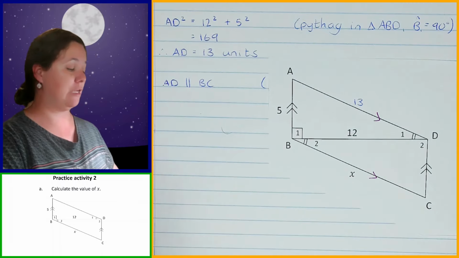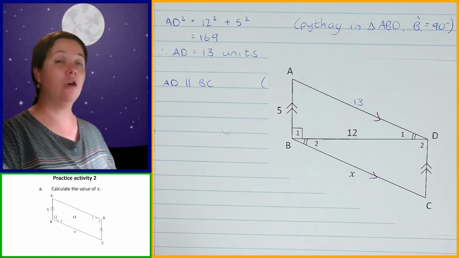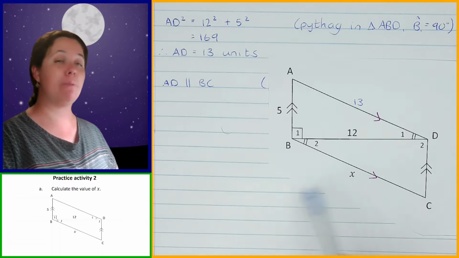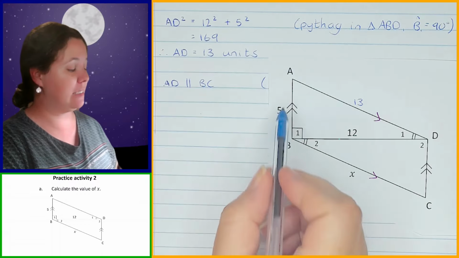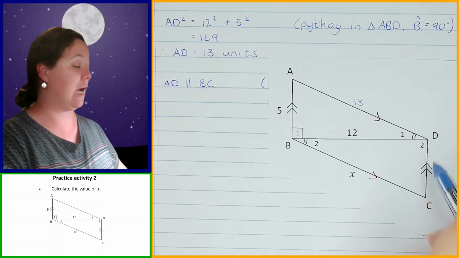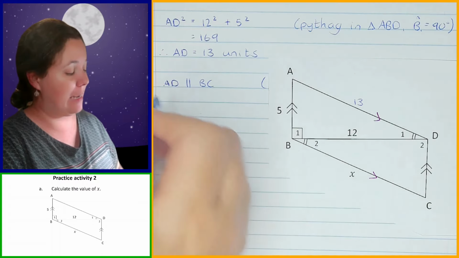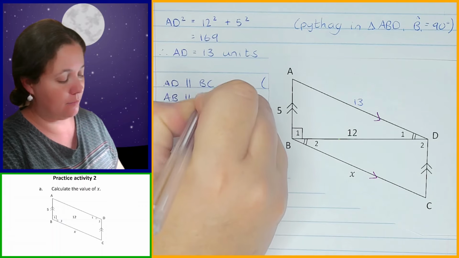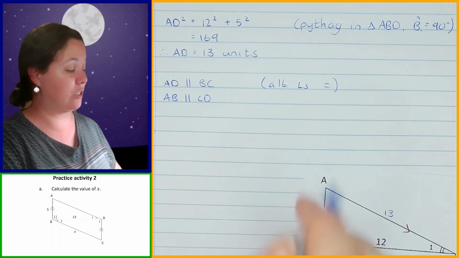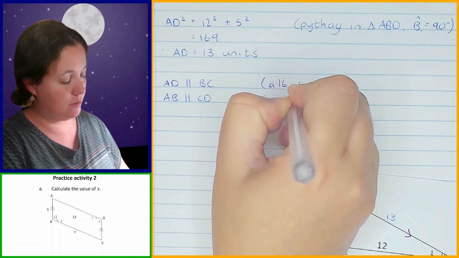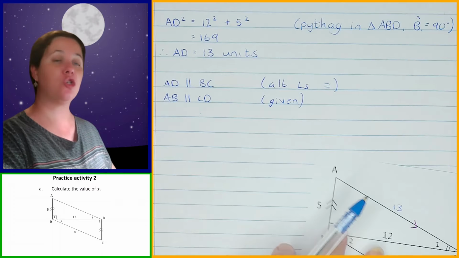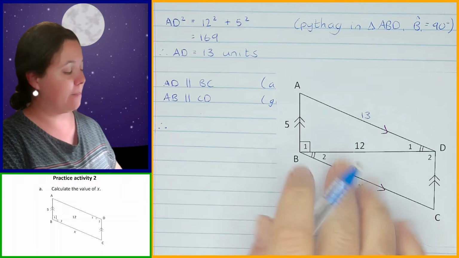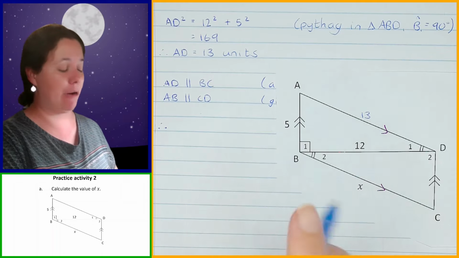Now, because I know that those are parallel, I can now say that this is a parallelogram because I have two pairs of opposite sides that are parallel. But before I can say it, I still have to state that these two sides are parallel because I haven't said that at all yet. So I'm going to say AB is parallel to CD. And the way I know that is because it was given, they told me that.